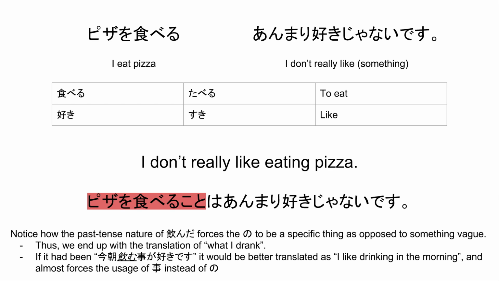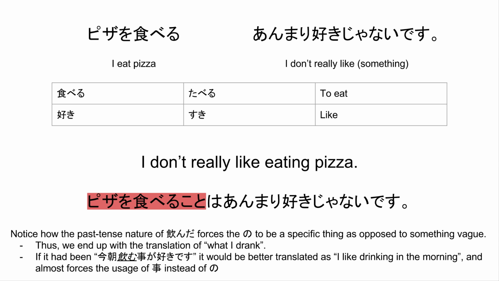Pizza o taberu koto wa anmari suki janai desu. Okay, so I went with suki janai desu. It could be suki de wa arimasen. In fact, I almost said de wa arimasen, or even jarimasen. Anyway, I added an n there. Anmari suki janai desu.